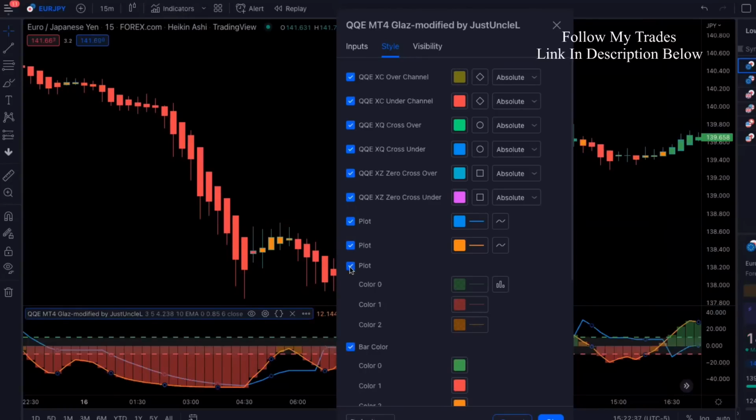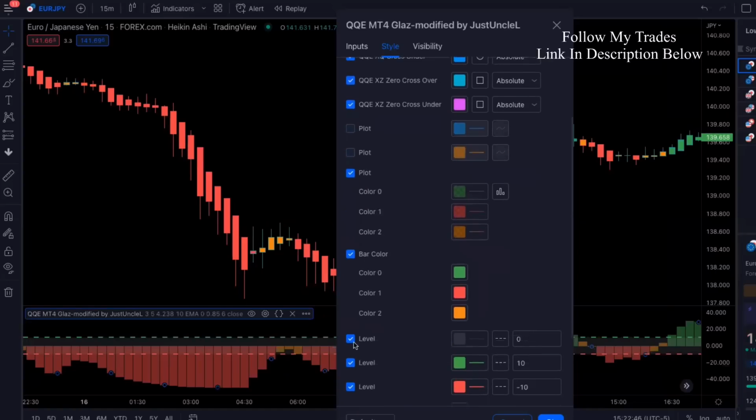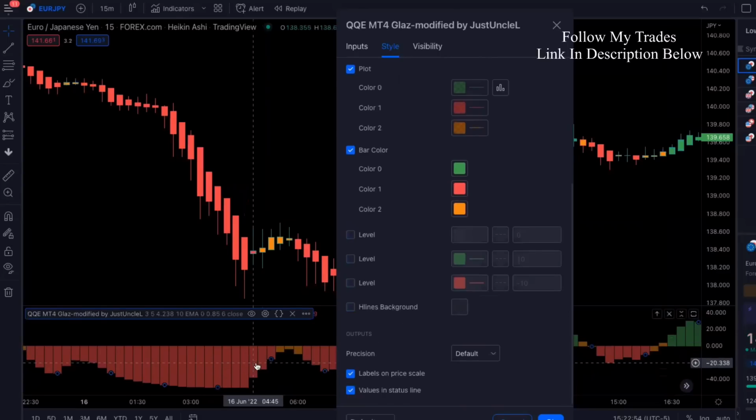We're just going to uncheck the plotting, not that plotting, these two lines for the plots. We're going to uncheck that. And then we're going to uncheck the levels because we don't need those. And we will uncheck the H lines background. So this is what it's going to look like once you're done. And we're going to keep the bar color.